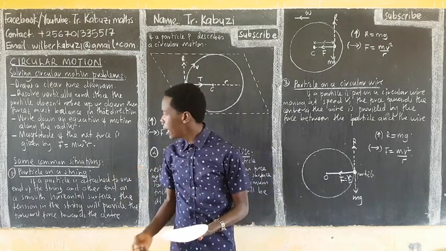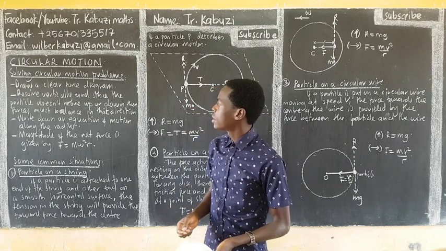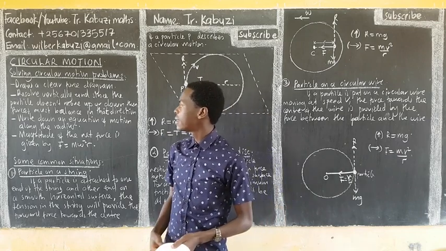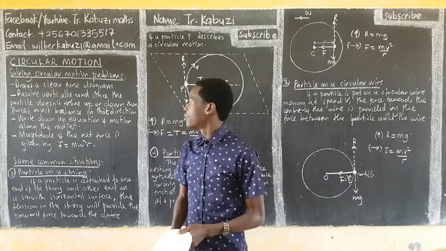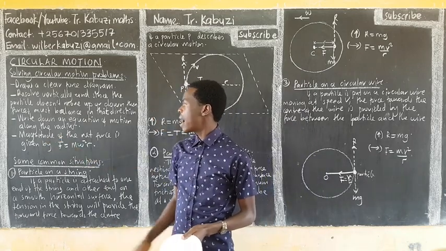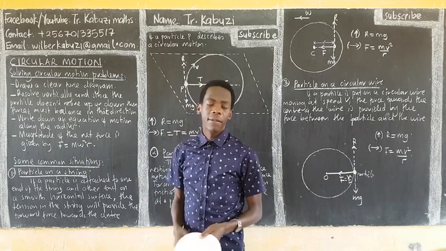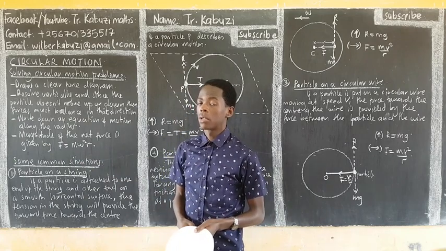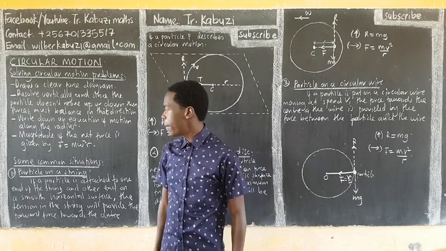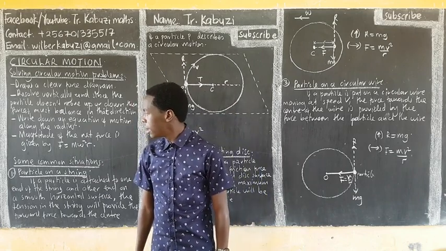Write the equations of motion along the radius, as you can see. Then the magnitude of the net force is given by the force we have seen, the centripetal force that is keeping that particle in the circular path.